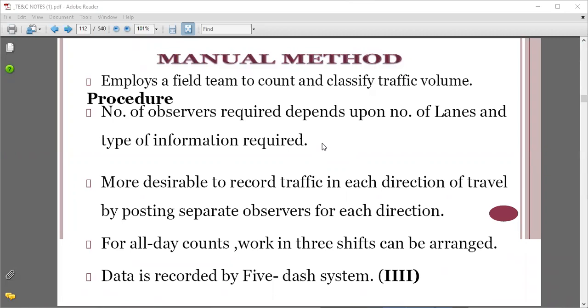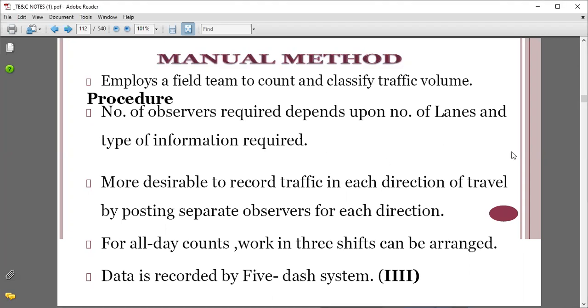So this is a manual method which will be helpful for us. It is a very low cost method, and only by counting the number of vehicles by persons, we can make a judgment about the traffic survey. So we'll move towards the next point.